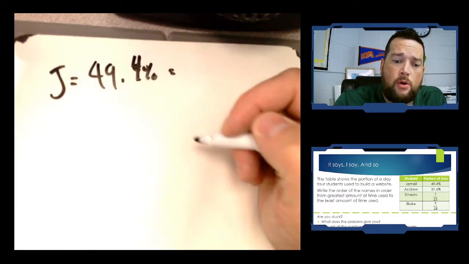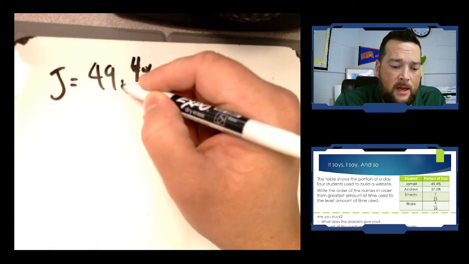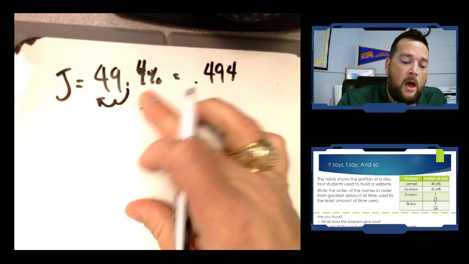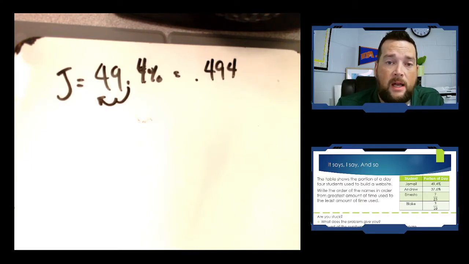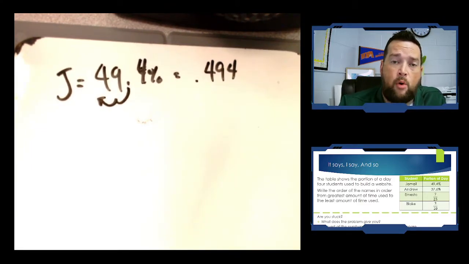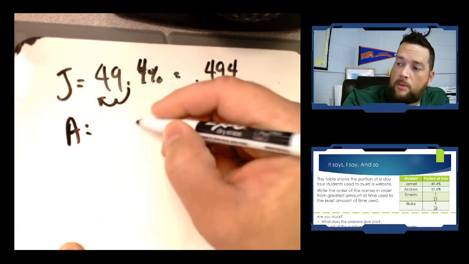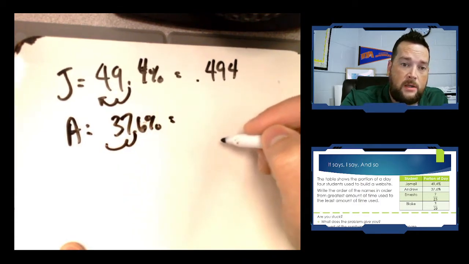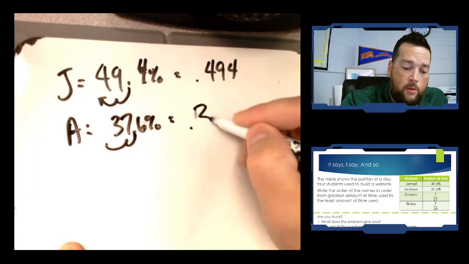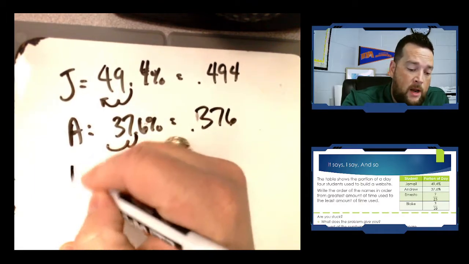So in order to change this to a decimal, really all you need to do effectively is move the decimal 2 places to the left and erase the percent sign. Mathematically speaking, that's the same thing as dividing by 100. So Jamel's percentage can be changed to a decimal just by dividing by 100 and removing the percent sign, or moving that decimal 2 places to the left. Those are the same things. So his is 0.494. Andrew, just like Jamel, is represented as a percent. So again, we just need to move that decimal 2 places to the left. So you've got 0.376. Then you've got Ernesto.